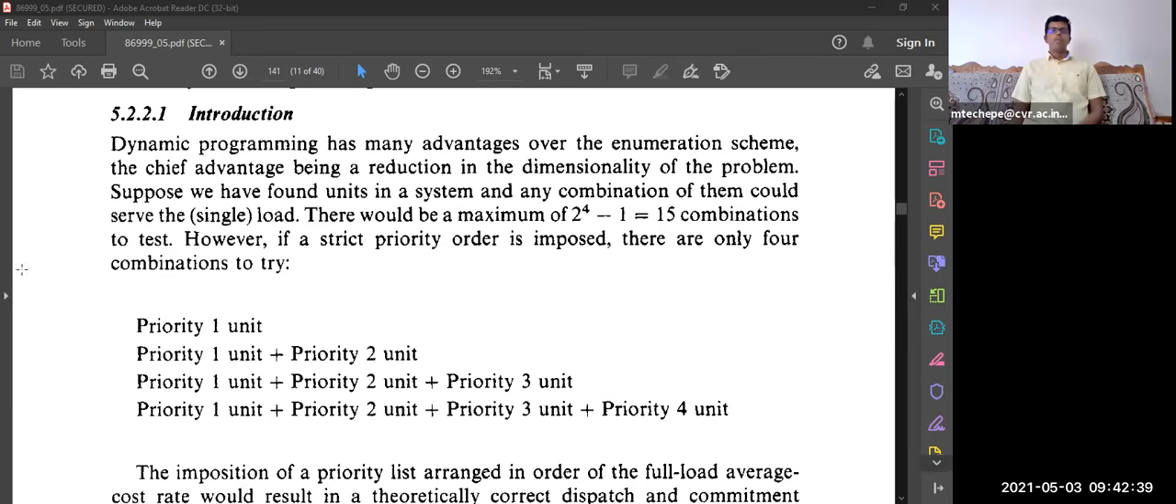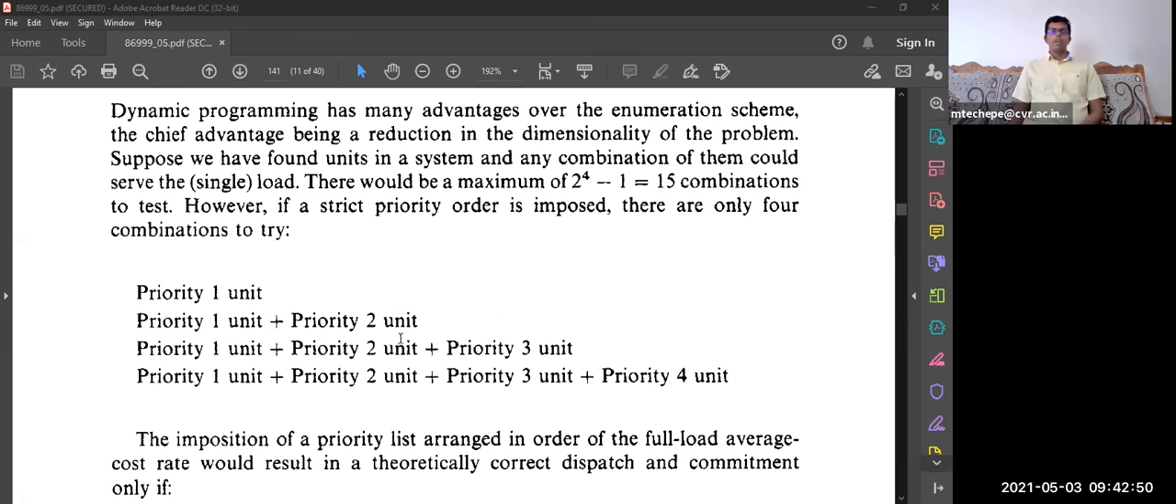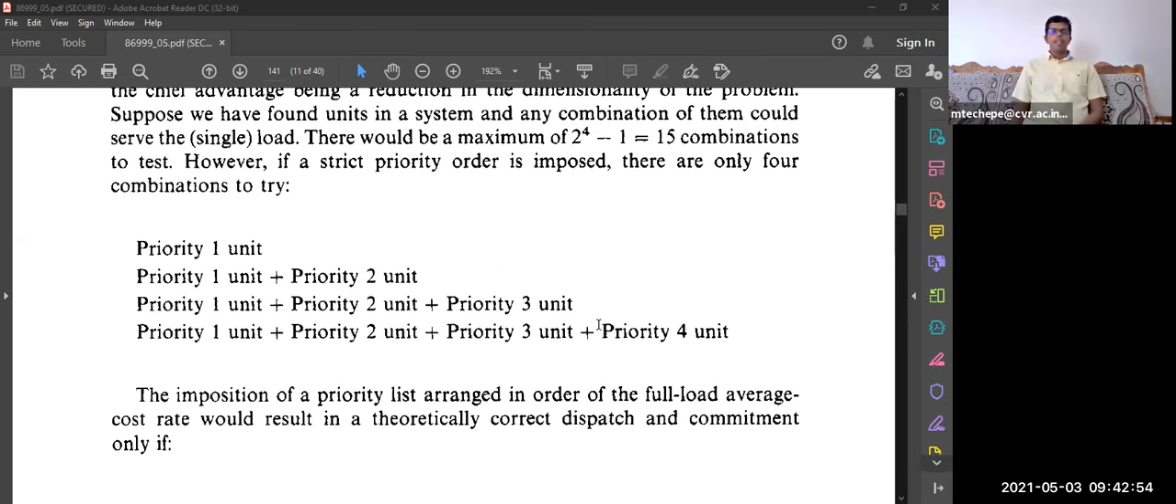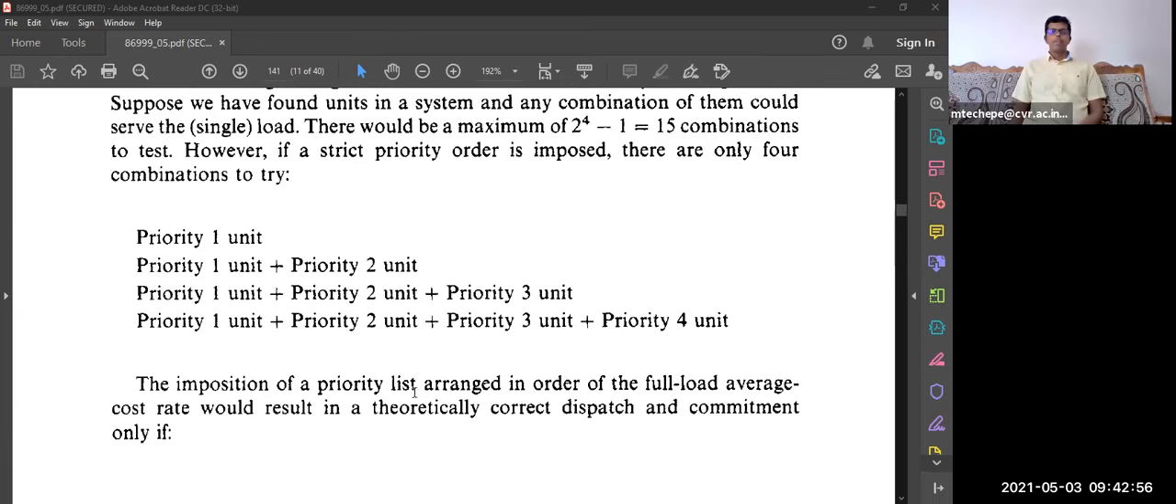So these are the 4 combinations. If you go for the strict priority method, then these are the only 4 combinations. Otherwise you have to go for these 15 combinations. The imposition of a priority list arranged in the order of full load average production cost, as we did in the priority list method, would result in theoretically correct dispatch and commitment.